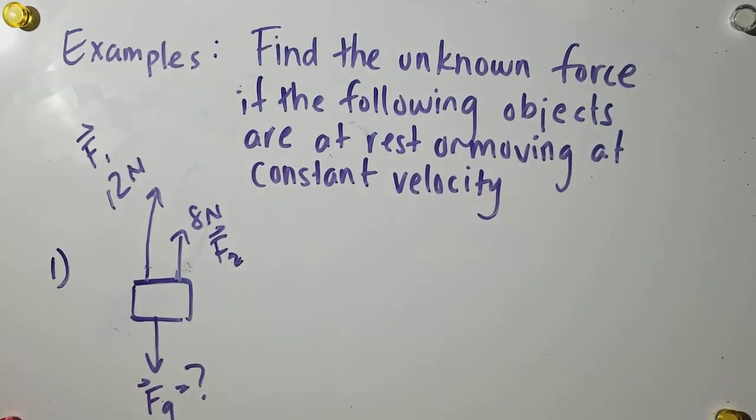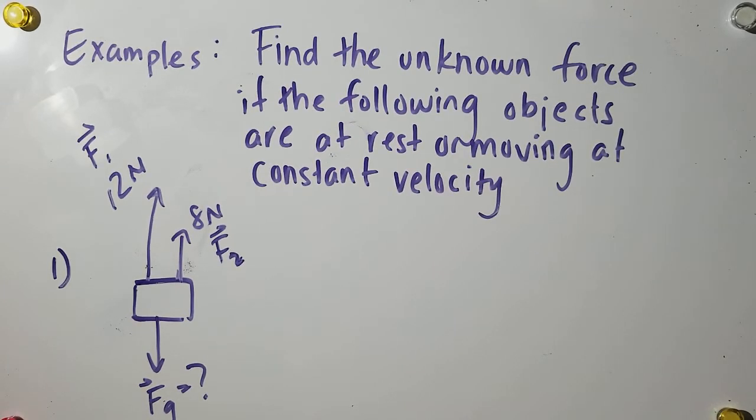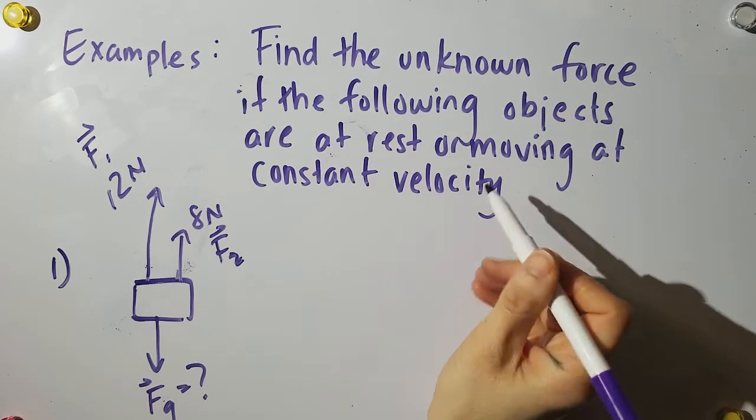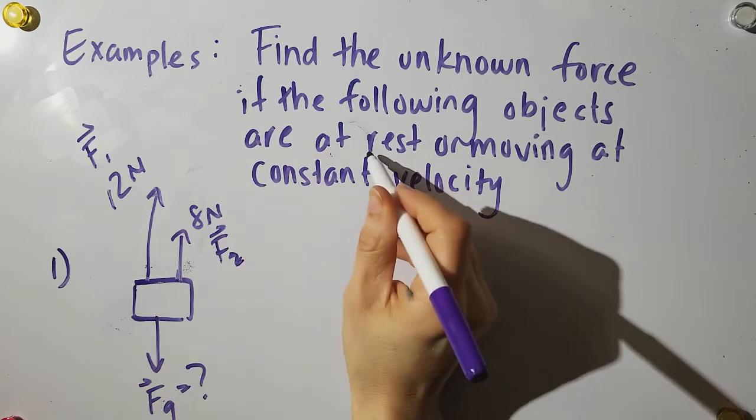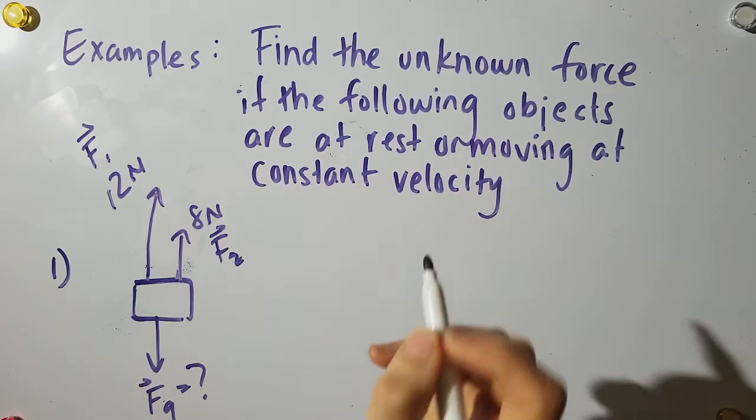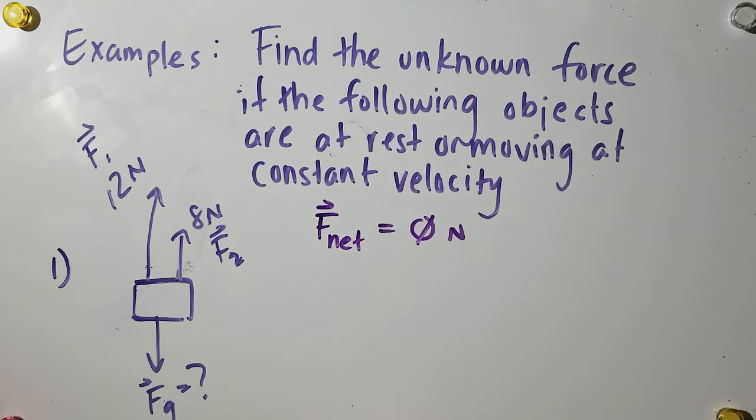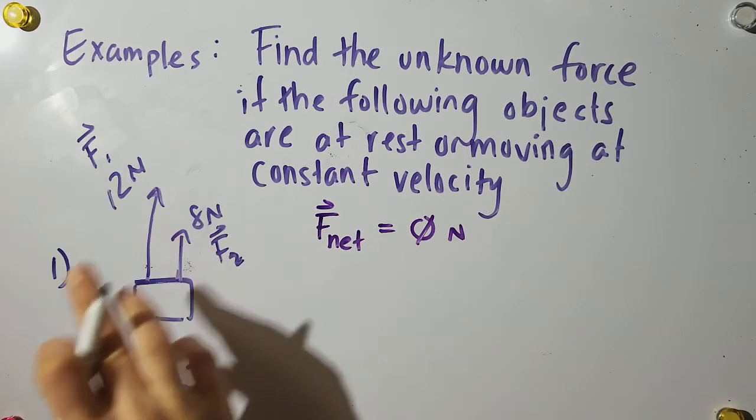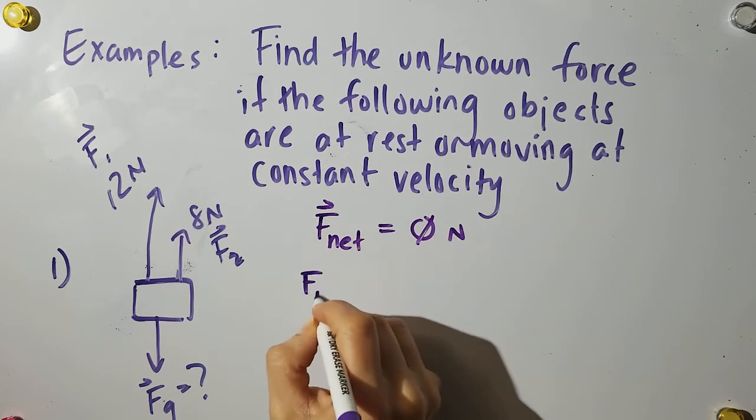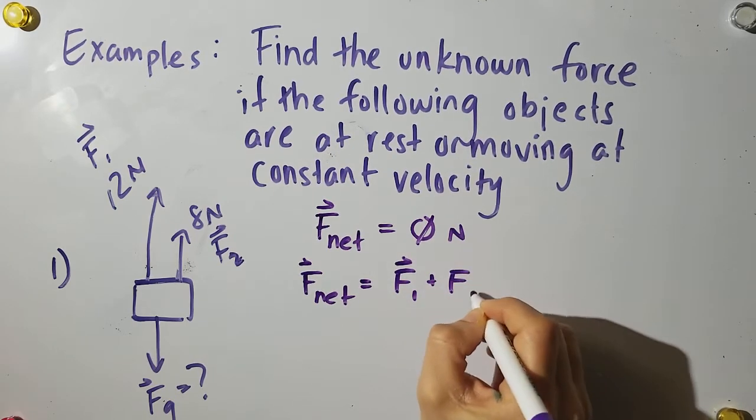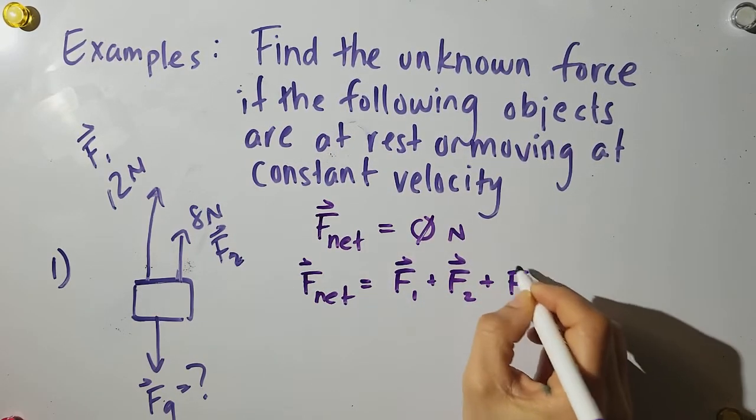All right, so let's do some calculation examples. Find the unknown force if the following objects are at rest or moving at constant velocity. So this is example 1, and then I'll do example 2. To find the unknown force, I can see that there's a couple forces. I'm told that it's either at rest or constant velocity. So that means I know that F net is equal to 0 newtons. But F net is also equal to the sum of all the forces. So let's write out what F net is. It's equal to the sum of these 3 forces.